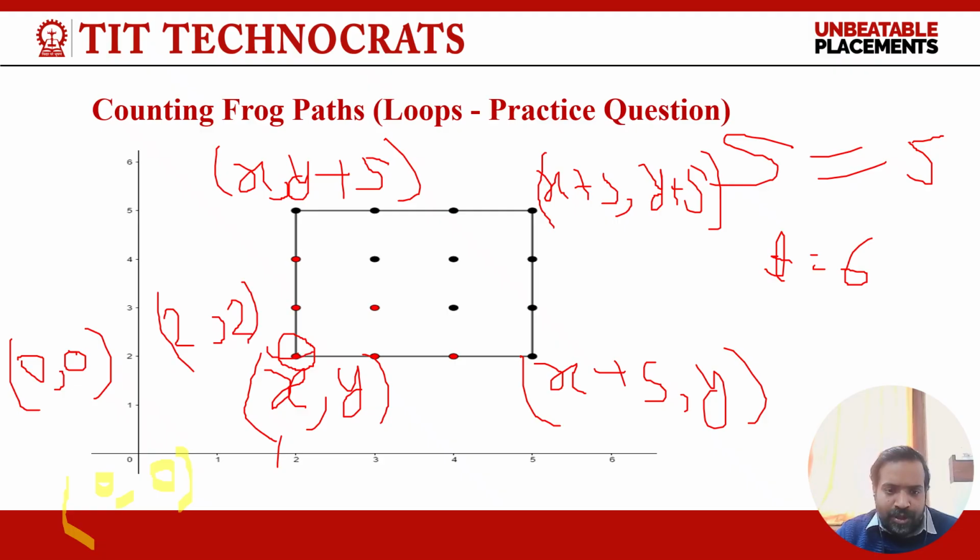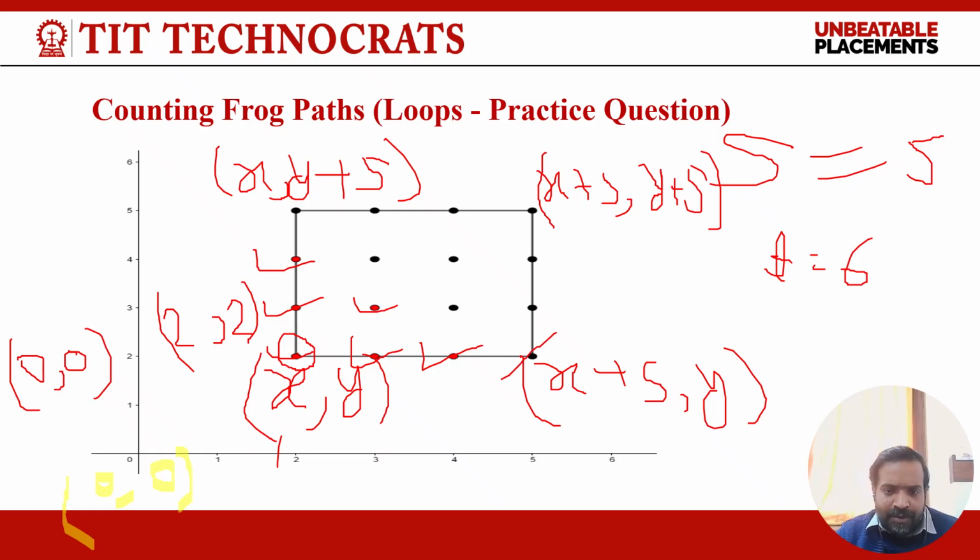So the frog can reach this particular point. The frog can reach this point also because of 3 seconds on the x-axis and 2 seconds on the y-axis. The frog can reach this point also because of 4 seconds on the x-axis and 2 seconds on the y-axis. The frog can reach this position also because of 2 seconds on the x-axis and 3 seconds on the y-axis. The frog can reach this one also because of 2 seconds on the x-axis and 4 seconds on the y-axis. The frog can reach this position also because of 3 seconds on the x-axis and 3 seconds on the y-axis. So a total of 6 positions are there where the frog can reach.